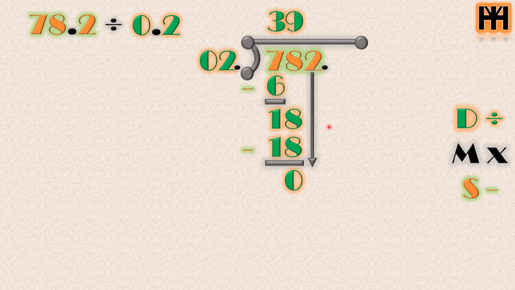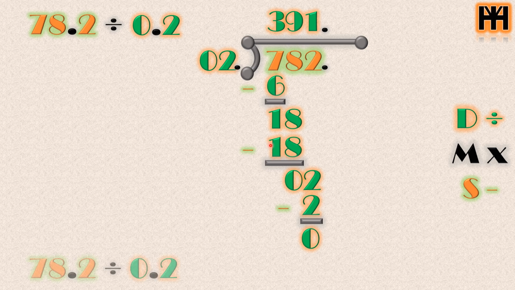Don't forget this 2. Let's take this 2 down. So now also 2 divided by 2, or how many 2 is in 2? The answer is only 1. Then multiplication, 1 multiplied by 2, so it's 2. Okay, so let's subtract them. So the answer is 0. Okay, so the answer of this division is 391. Don't forget to take the decimal place up there.